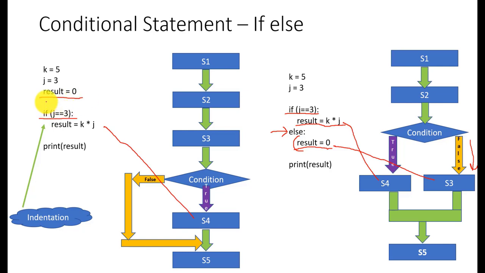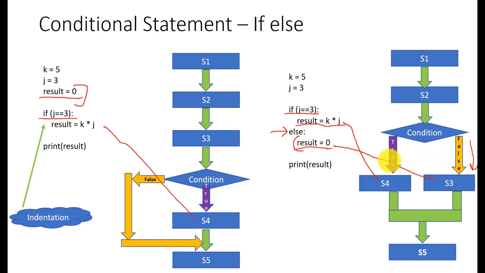In our earlier version of the program, we initialized result is equal to 0 right before entering into the if statement. So that if the condition is false, we had already executed this particular statement. However, if we are using this if else kind of block, then we do not need to initialize result because this will be taken care of by the else block. If the condition is false, then automatically this result is equal to 0 will get executed.